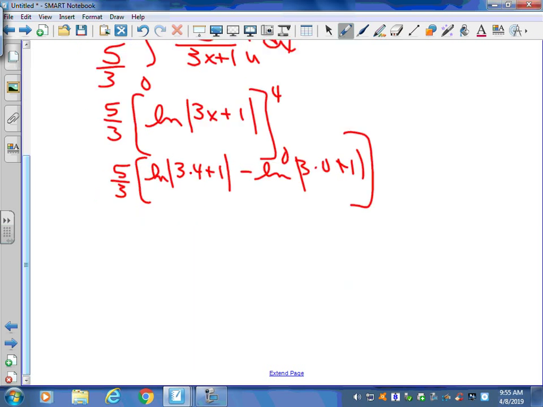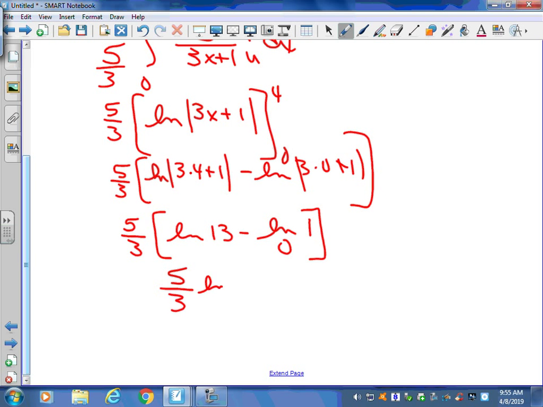So what will the ln on the first one come out to be? 13. Okay, and the second one? Our favorite number, 1, right? And ln of 1 is 0, so the answer to this problem is 5/3 ln of 13.